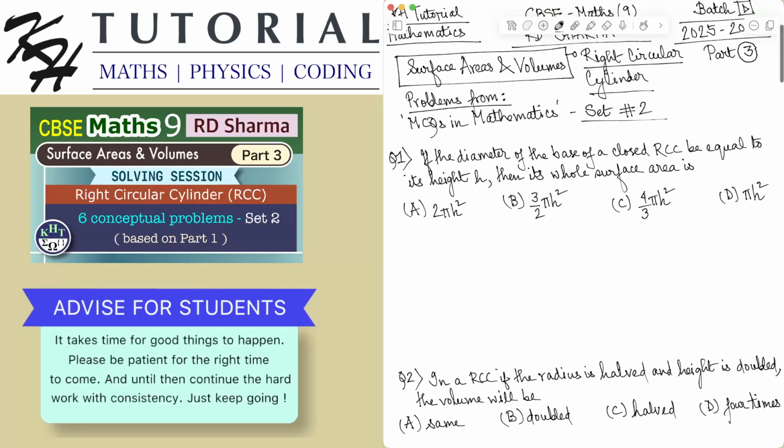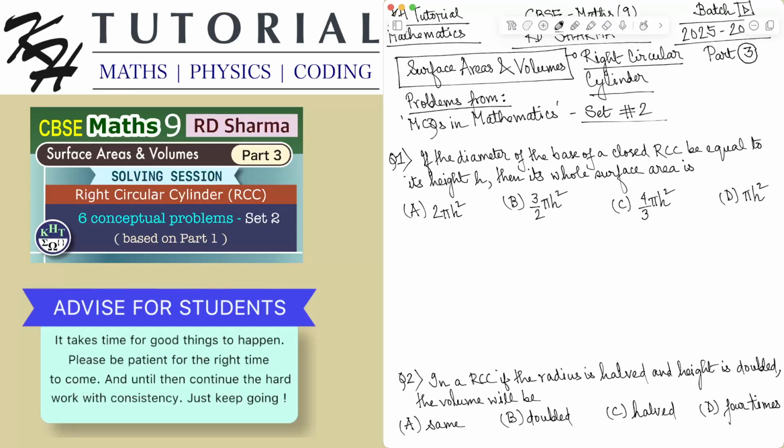Okay, the first problem says, if the diameter of the base of a closed RCC be equal to its height, then its whole surface area is, whole surface area means total surface area, which is TSA. Now diameter, which is twice R, if R is the radius of the base of a RCC, that is right circular cylinder, so twice R is given to be equal to H.